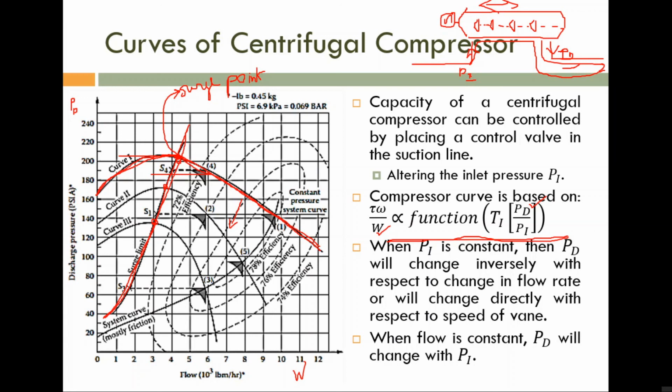Please note the curve through the surge points of different compressor curves is known as the surge limit or surge line. So this surge line is very important. If you are operating a compressor, the compressor must be operated right of the surge limit. That is very important. Otherwise, the compressor will become unstable. Slowly vibration will start, and that is sufficient to break the system.